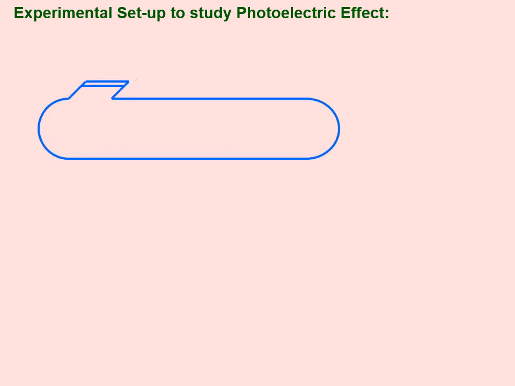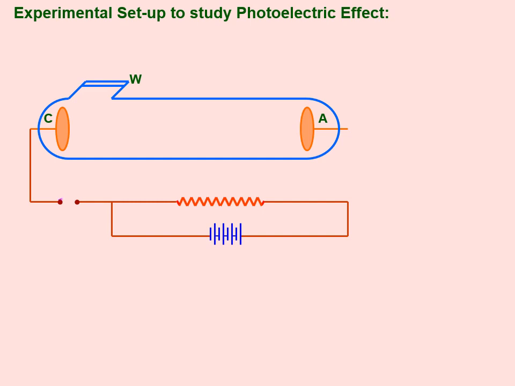Okay students, today we will discuss the photoelectric effect. Now the experimental setup for studying the photoelectric effect is as follows. So we have a glass tube with window W as shown in this figure. There is a metallic plate C, we call this plate the cathode. Another metallic plate A, we call this the anode.